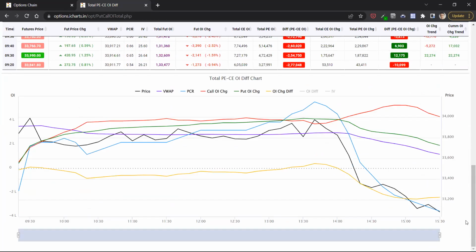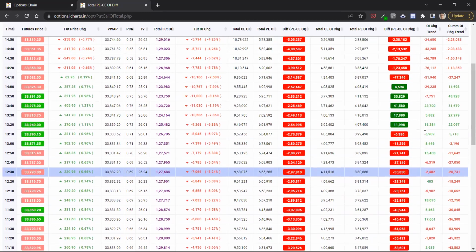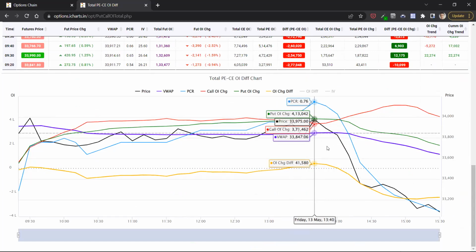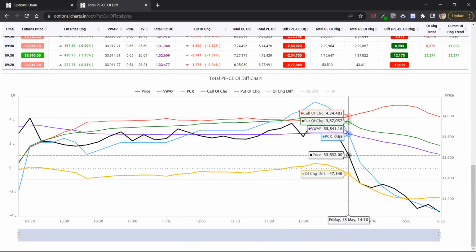Now here, if you see all strikes also, by 1350 this went negative. By 1350, this went negative. So here you have an earlier indication, a little bit.